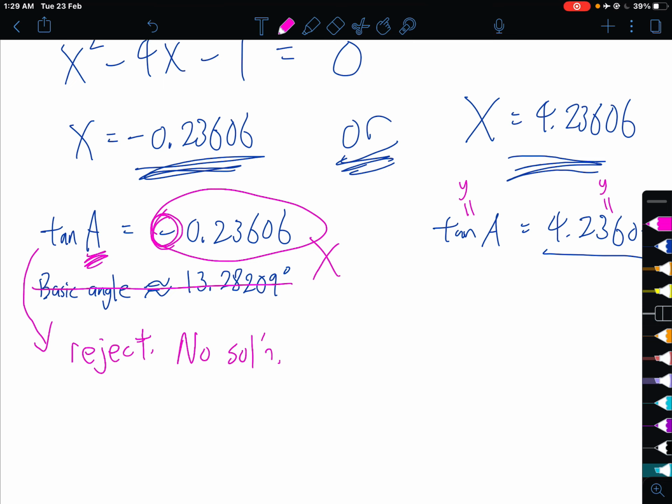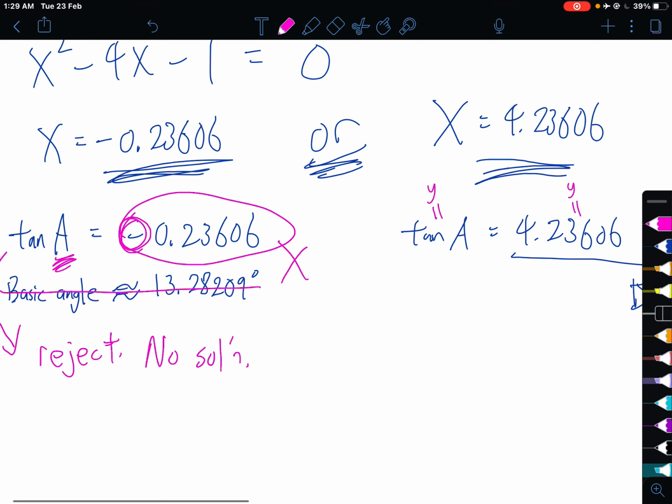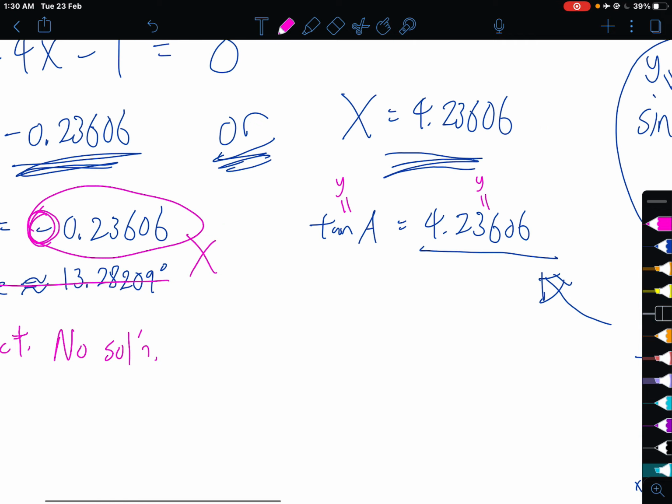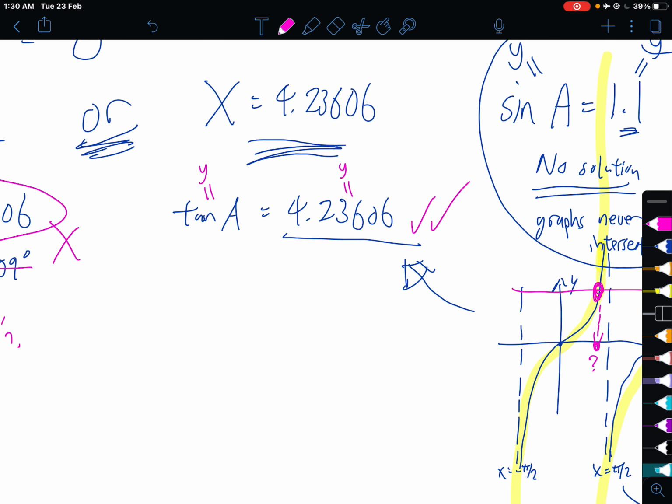No solution. Why? Because angle A is between 0 to 90 degrees, which means that the tangent of that angle must be positive. Quadrant 1, ASTC, it's in A. All of them are positive. Sine, cosine, and tangent are all positive. So this one, negative, is wrong. Cannot. So that means we are only left with this guy, and we try to solve it.